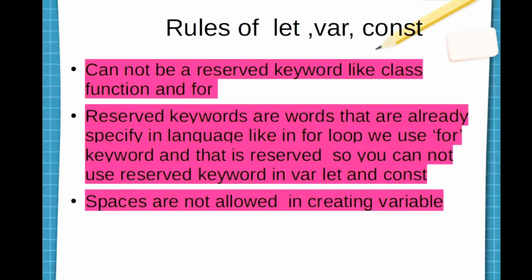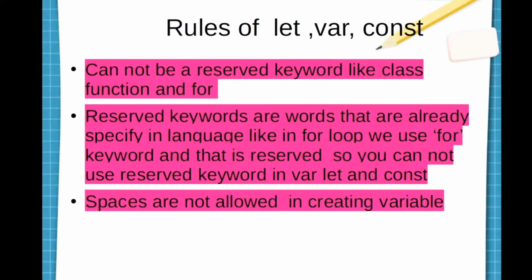Okay, so the first rule is you cannot use any reserved keyword like class, function and for. If you try to use a reserved keyword, you get an error. What is the meaning of reserved word? Reserved words are the words that are already specified in the language, like the for loop in Python or JavaScript, where we use the for keyword. That is a reserved keyword. Once it is reserved, you cannot use it as a variable, let or constant name. Some examples of reserved words are function, for, if, else.